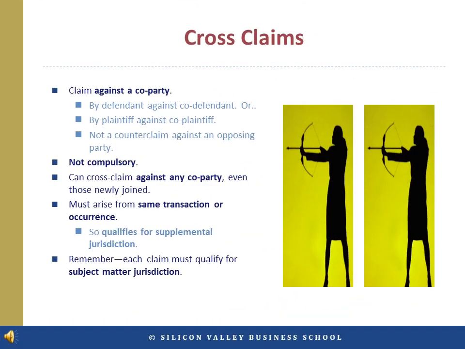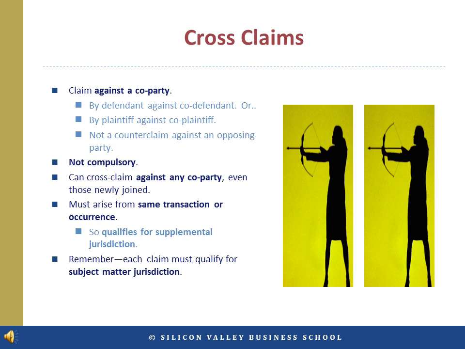A cross-claim is a claim brought against a co-party on the same side of the lawsuit. That is, a plaintiff brings a claim against another plaintiff, or a defendant brings a claim against another defendant. The policy for allowing cross-claims is that they promote efficiency and consistency. It's more efficient to allow cross-claims than it is for the courts to try each claim individually and relitigate the same facts.